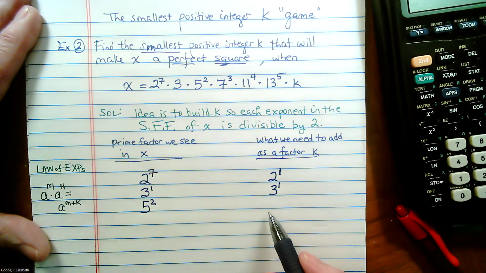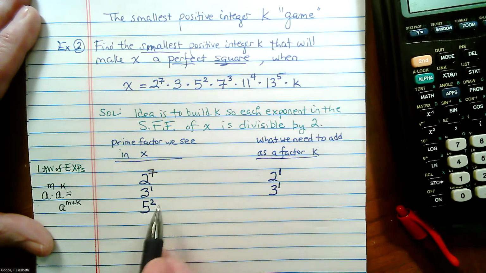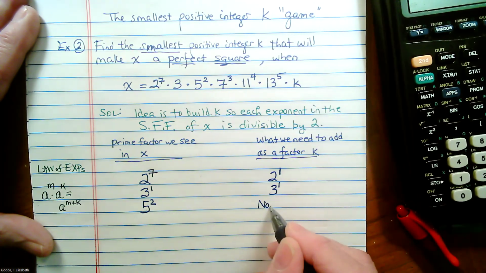How many copies of 5 should we add as factors of k? 1. Or no. We could add 2. We could add 2 because then we'd have 5 to the 4th. It's true. We could add 2. But do we actually need to add any factors of 5? No, because 2 divides 2. So none needed.